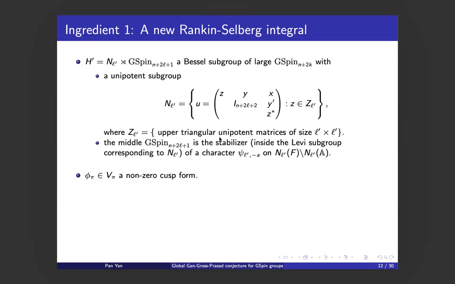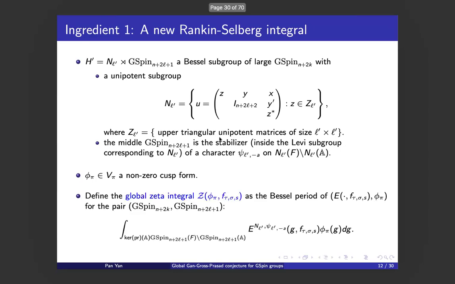Okay, so now we take phi pi to be a non-zero cusp form. Then we define the global zeta integral as the Bessel period for the Eisenstein series and the cusp form for the pair large GSpin, middle GSpin. So we take the Bessel Fourier coefficient of the Eisenstein series and then pair it with the cusp form on the middle GSpin. So this is the definition of the global zeta integral.